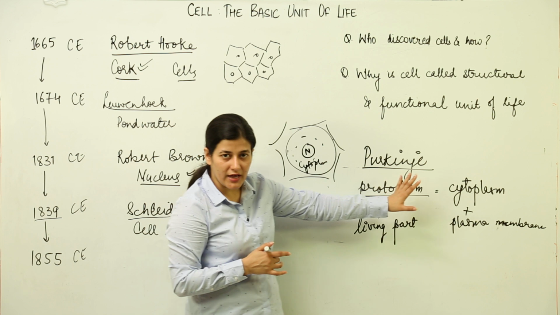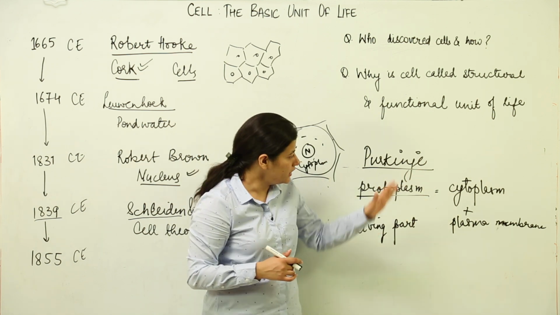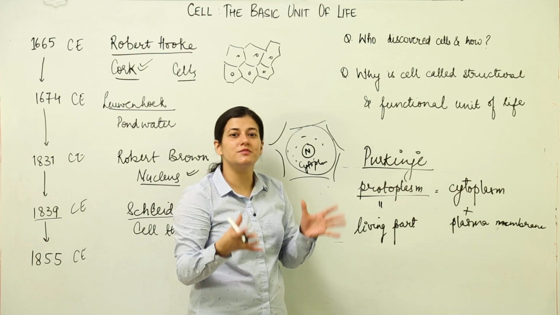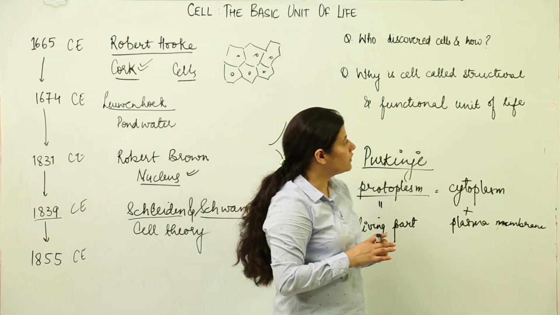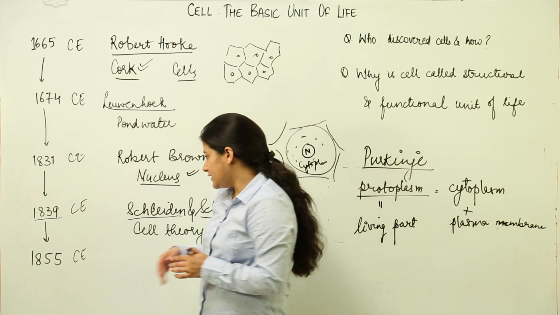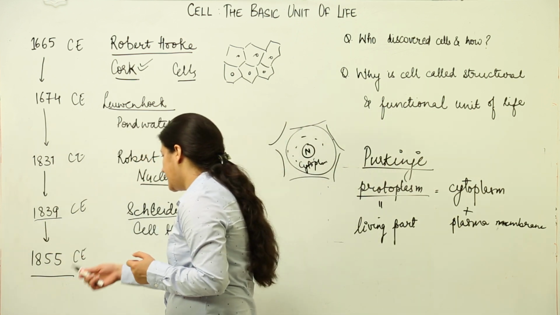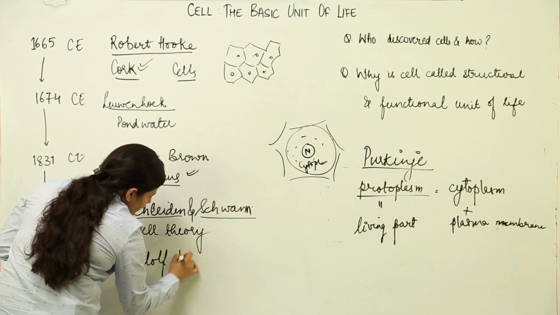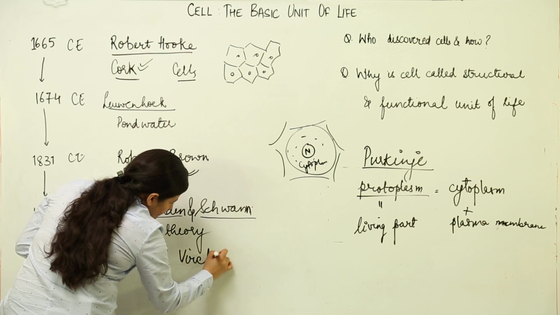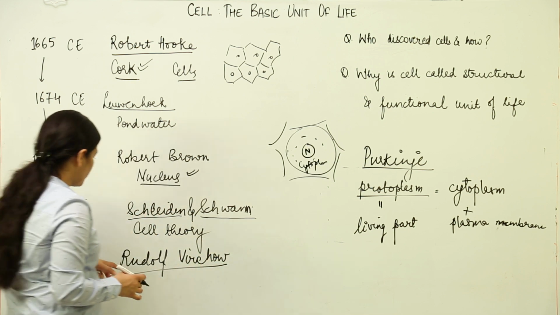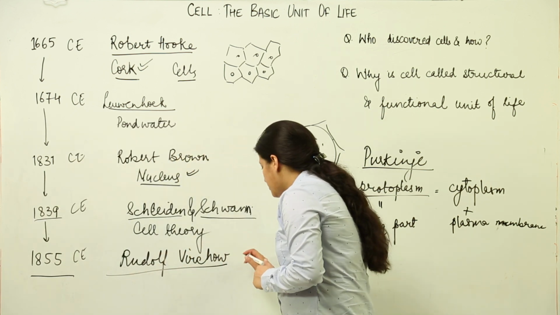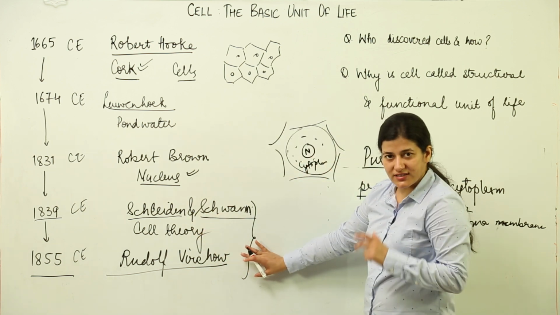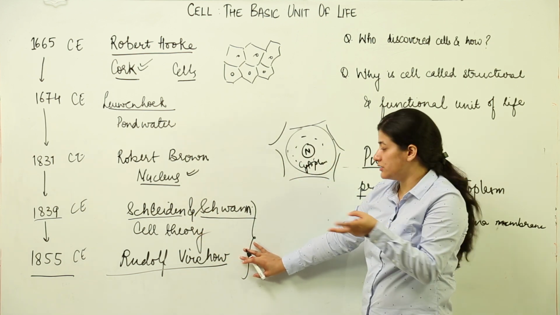But for now, what you have to remember is that in around 1839, this person, Purkinje, he gave the term protoplasm. And what is protoplasm? Protoplasm is the living part of the cell. Okay. Now, moving further, in 1855, there was another scientist, that was Rudolf Virchow. You see, there was a lot of renaissance in the field of biology at that time. This Rudolf Virchow, he and these two, whatever they had proposed, that eventually gave the term cell theory.